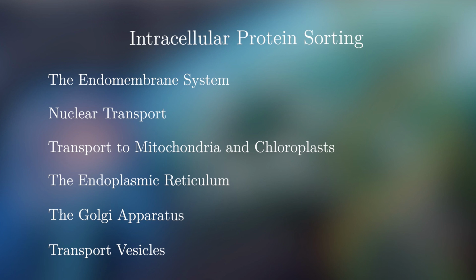So we're going to be talking about nuclear transport to mitochondria and chloroplasts, as well as organelles such as the endoplasmic reticulum, the Golgi apparatus, and how transport vesicles work, moving proteins around different parts of the cell. Recommended pre-listening is, unsurprisingly, the previous episode, 116, on the cell membrane. And without further ado then, let's get started and start talking about the endomembrane system.